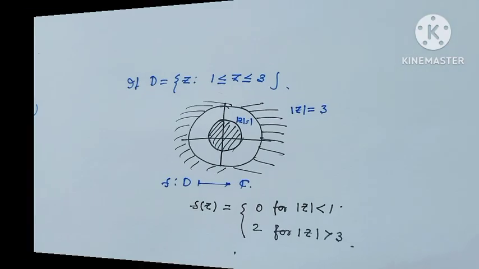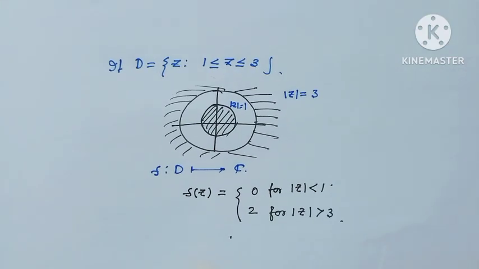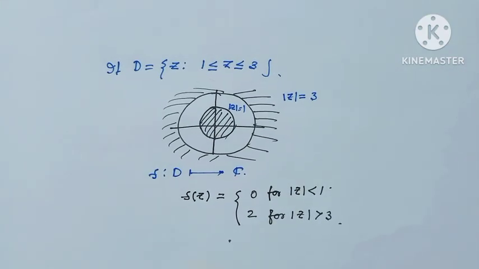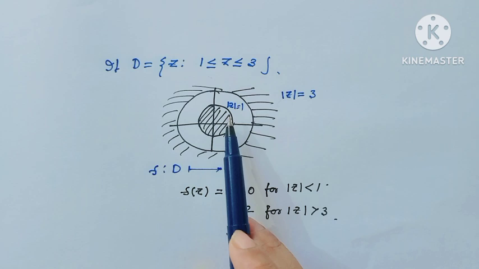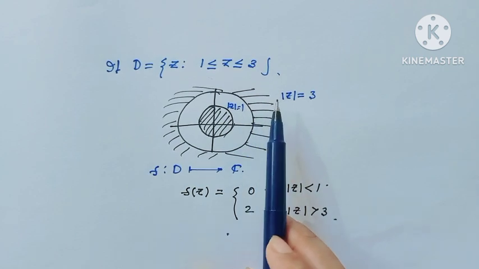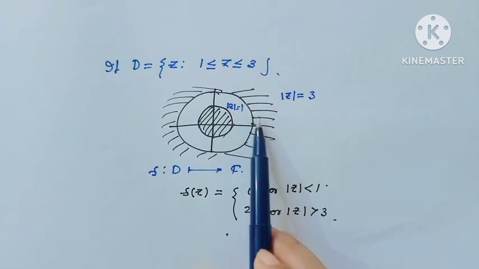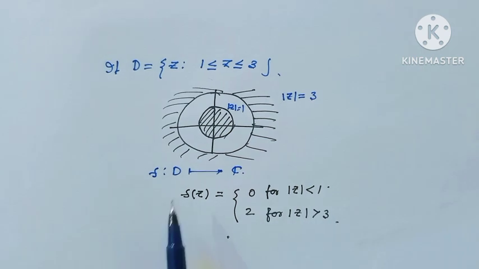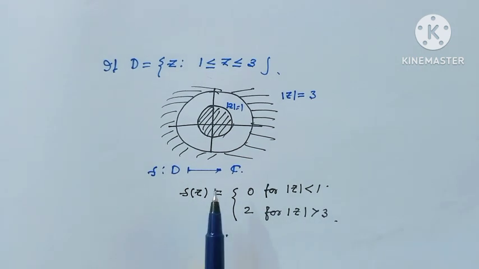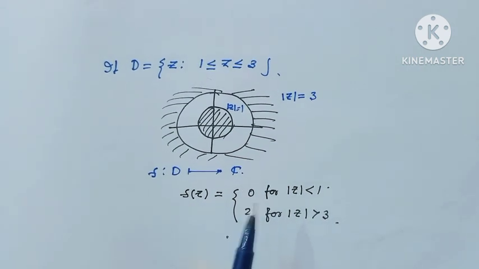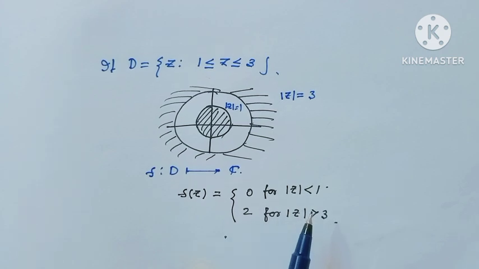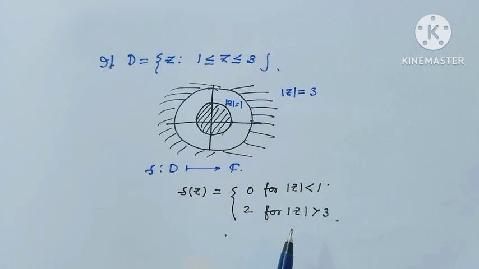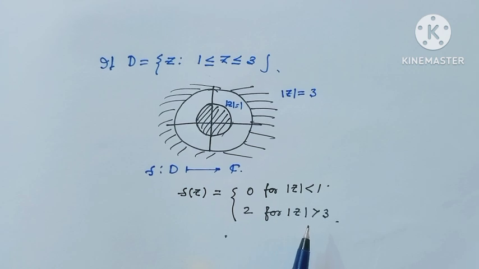My next D equals the set of those z such that 1 ≤ |z| ≤ 3. That means here |z| = 1 and here |z| = 3, that means this is the domain. Here the function is defined as f from D to the complex numbers such that f(z) = 0 for |z| < 1 and f(z) = 2 for |z| > 3.